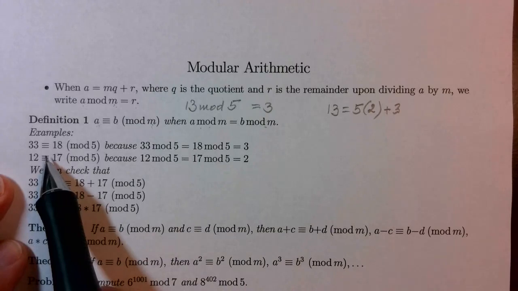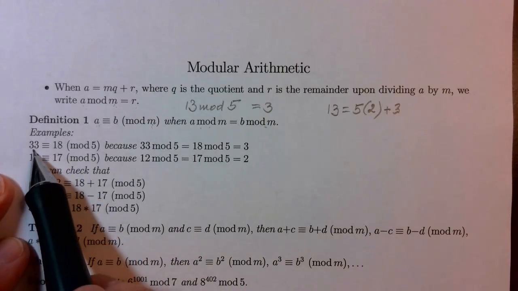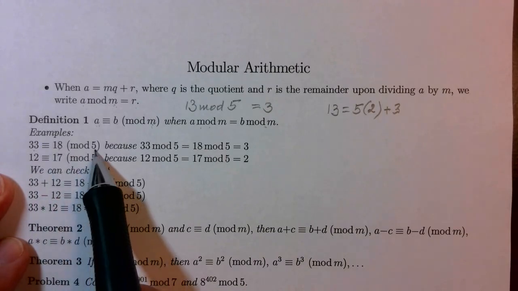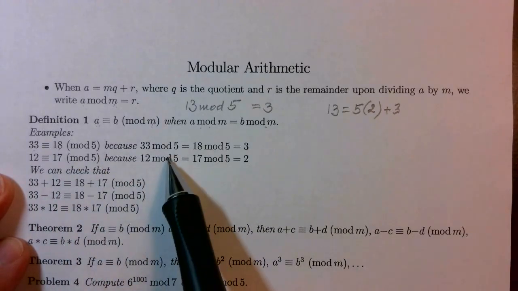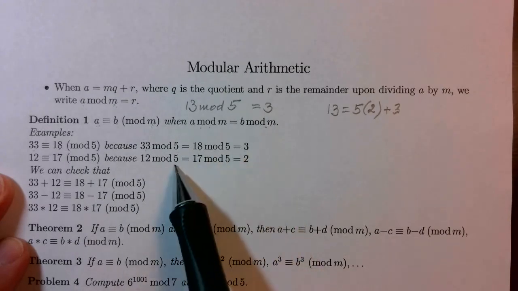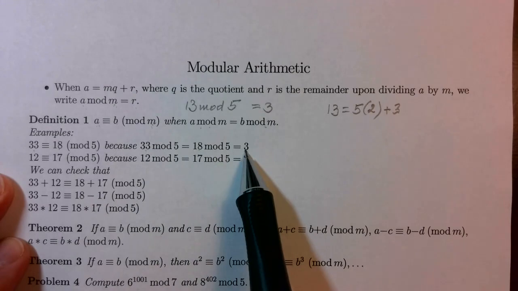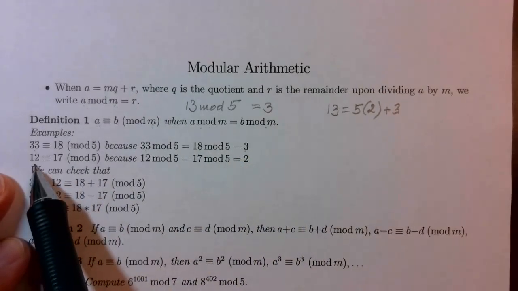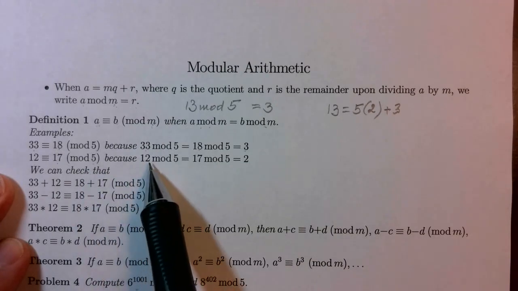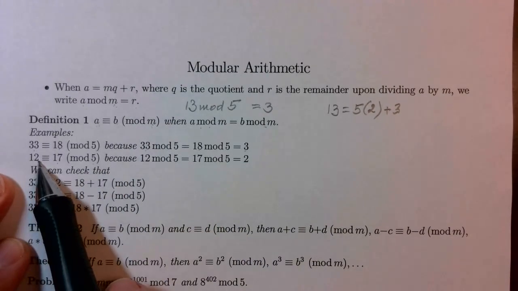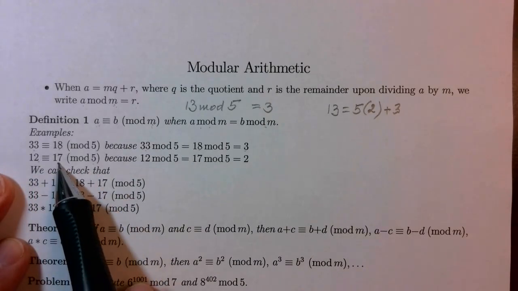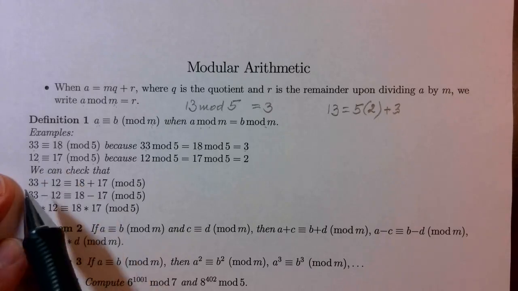For example, 33 is congruent to 18 mod 5 because both numbers, when divided by 5, give remainder of 3. And 12 and 17 are congruent mod 5 because the remainder of 12 mod 5 is 2 and the remainder of 17 mod 5 is also 2.